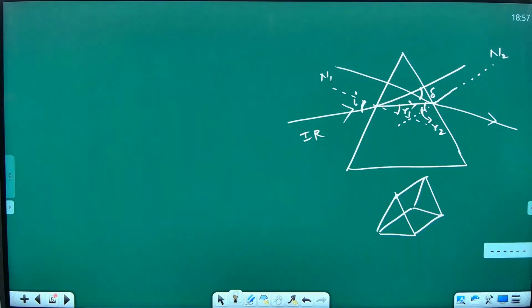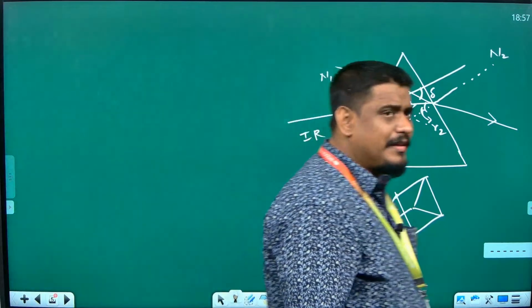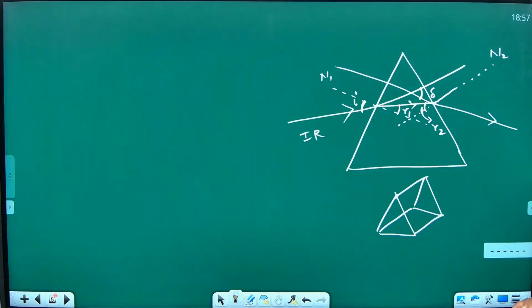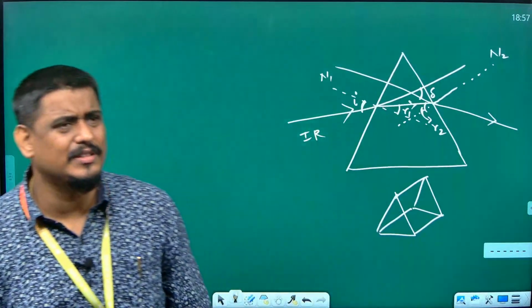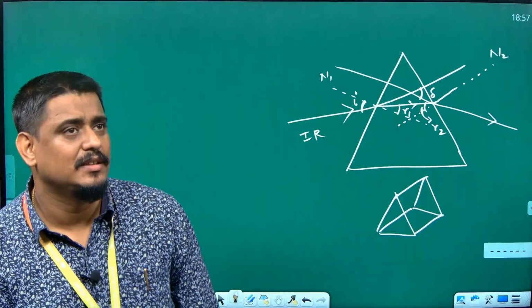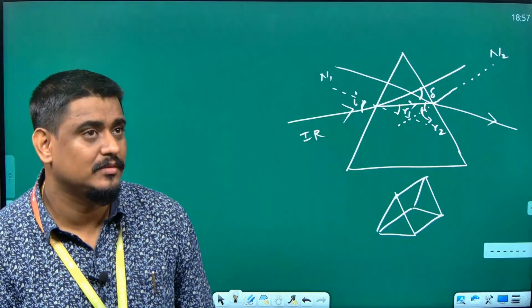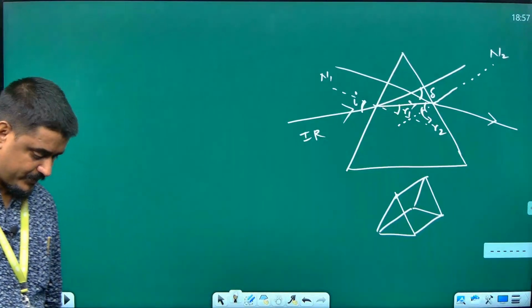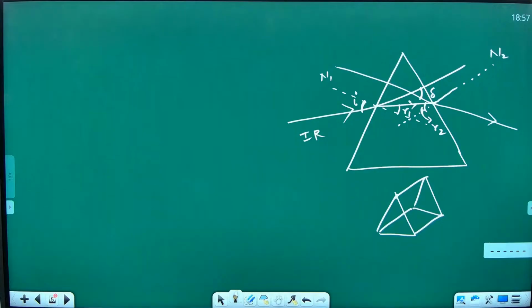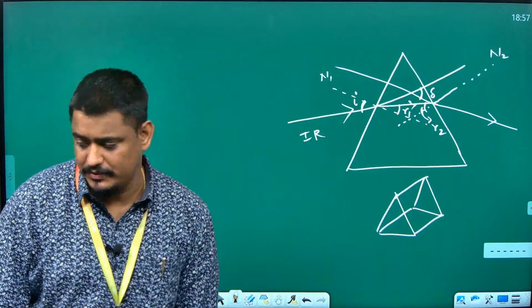Whether the incident ray, the prism and refracted ray all lie on the same line? No, they will be in same plane obviously, but not same line. Coincident, sir? How will it be coincident? How can it coincide? It will be coplanar. Sir, what is coplanar? If the lines are lying in the same plane, it is called as coplanar.